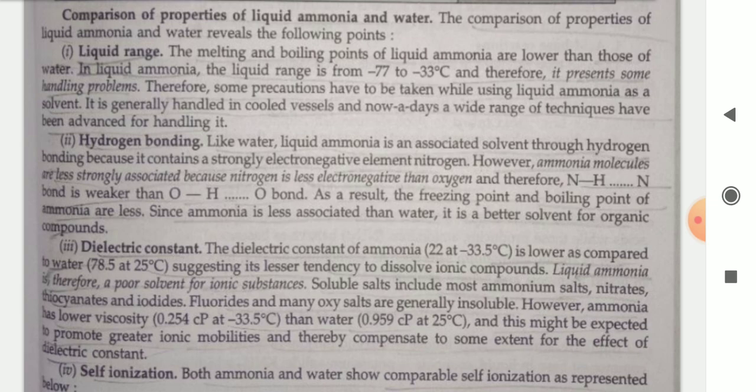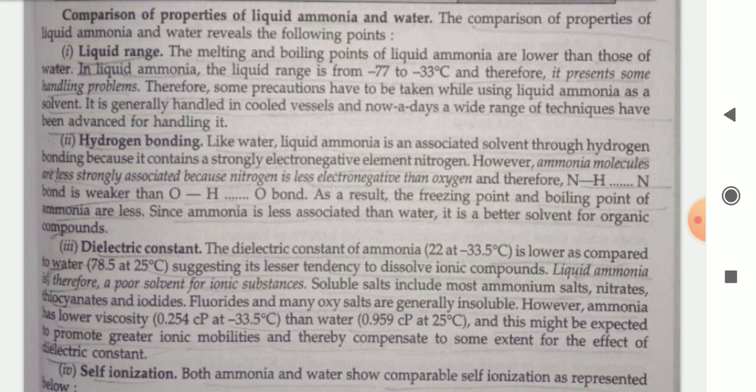Second, hydrogen bonding. Like water, liquid ammonia is an associated solvent through hydrogen bonding because it contains a strongly electronegative element, nitrogen. However, ammonia molecules are less strongly associated because nitrogen is less electronegative than oxygen, and therefore the N-H---N bond is weaker than the O-H---O bond. As a result, the freezing point and boiling point of ammonia are lower. Since ammonia is less associated than water, it is a better solvent for organic compounds.